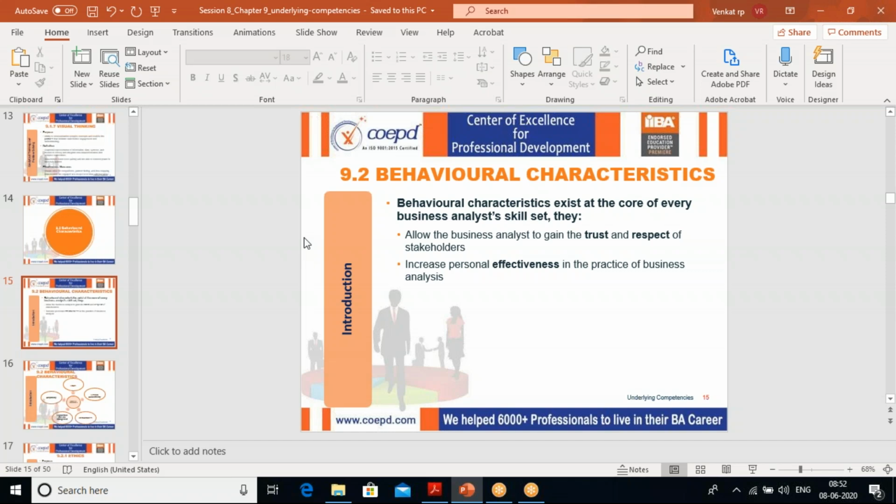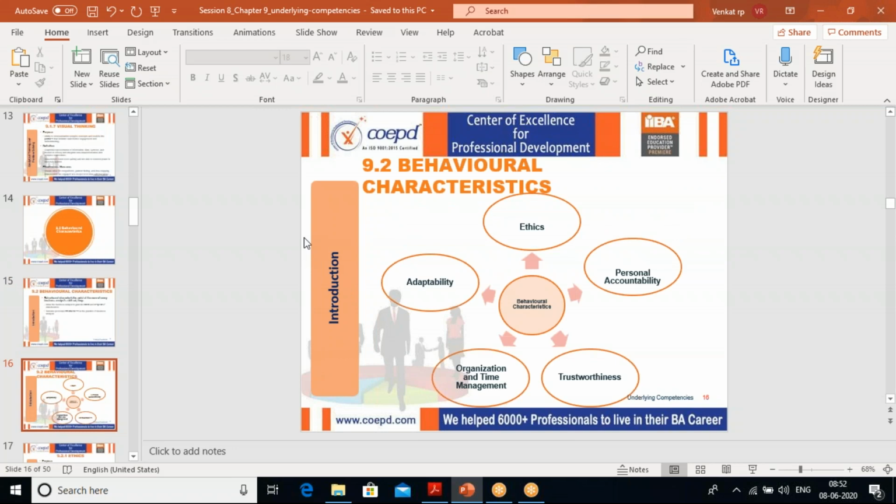For that, the areas we have to look at are ethics, personal accountability, trustworthiness, then organization and time management, and then adaptability. All these parameters come into the picture. All these competencies we have to look into and understand: ethics, personal accountability, trustworthiness, organization and time management, and adaptability.